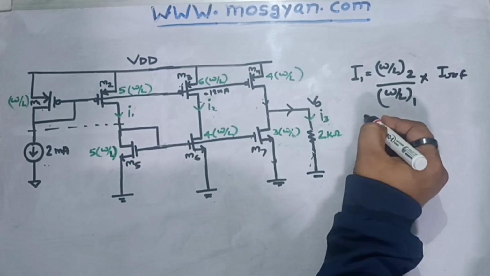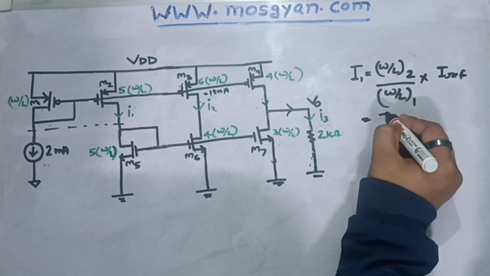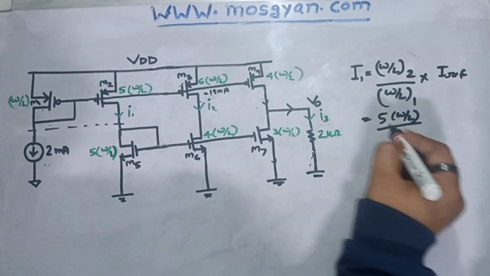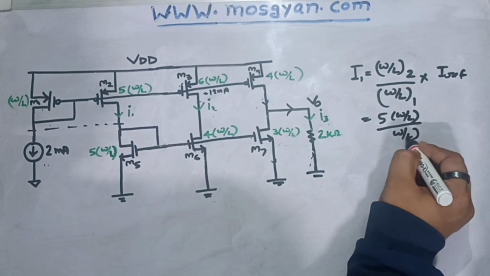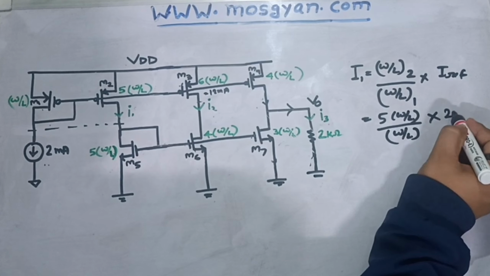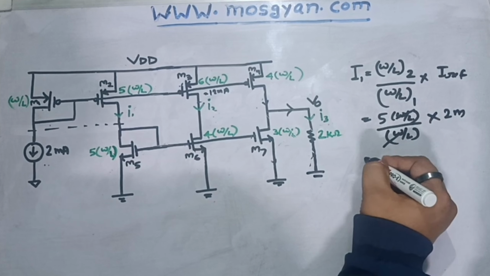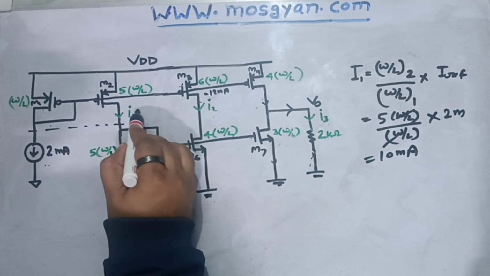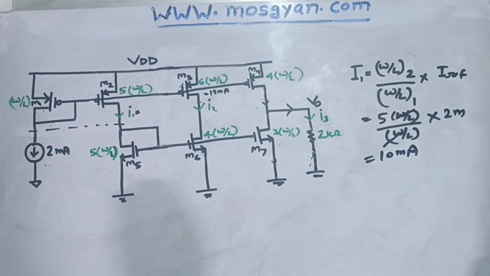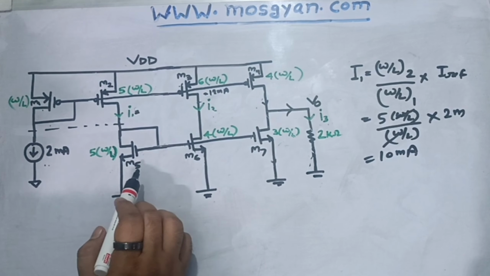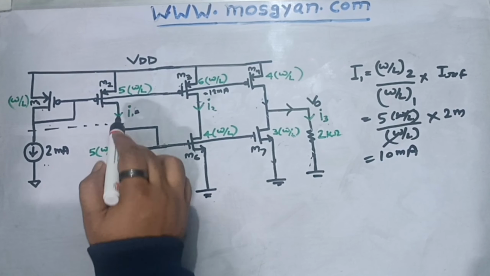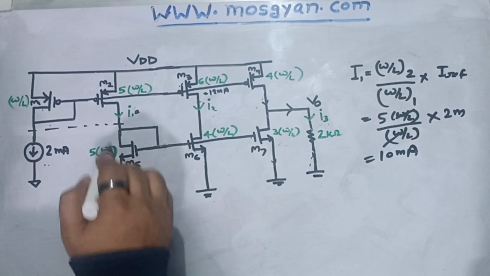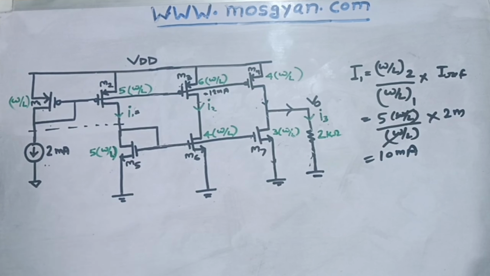Now we know W by L of MOS M2 is given as 5 times W by L. W by L of reference branch is W by L only, and I reference is given to us as 2 milliampere. So we will get output current I1 is equal to 10 milliampere. So this current is known to us. Now this current will flow to this NMOS also from MOS M5. So the similar order of current will flow here also in M5. So in the entire branch, current flow will be equal to 10 milliampere.